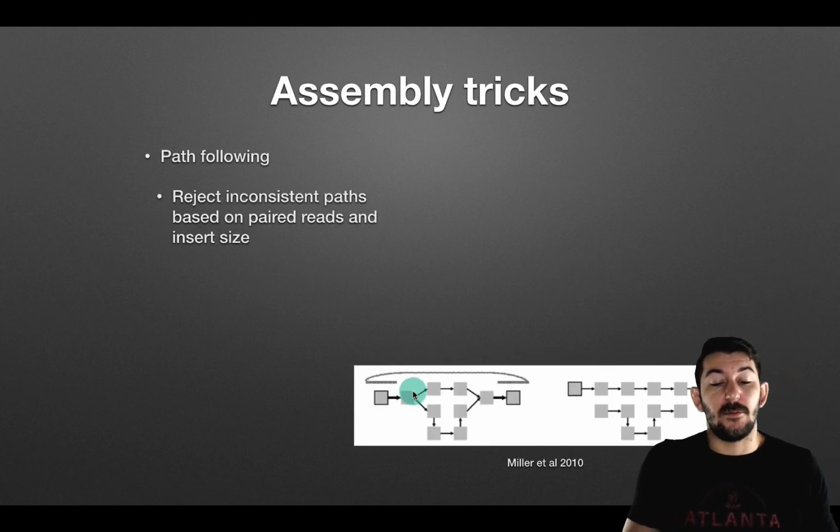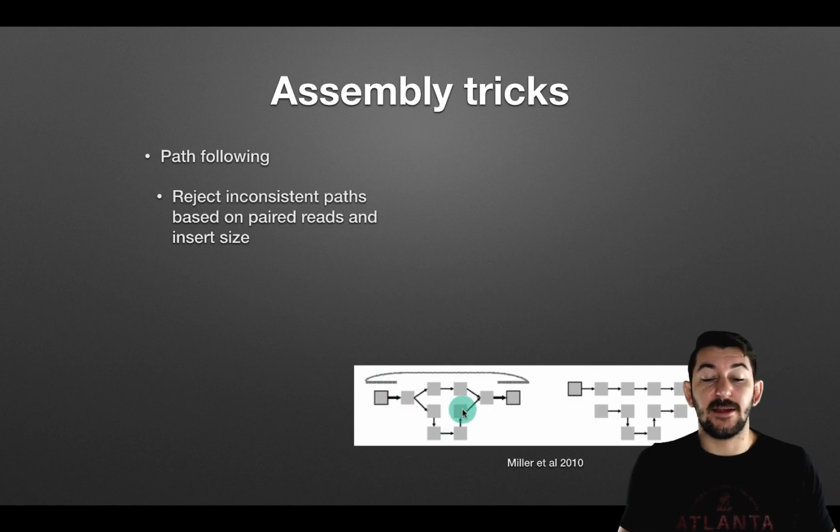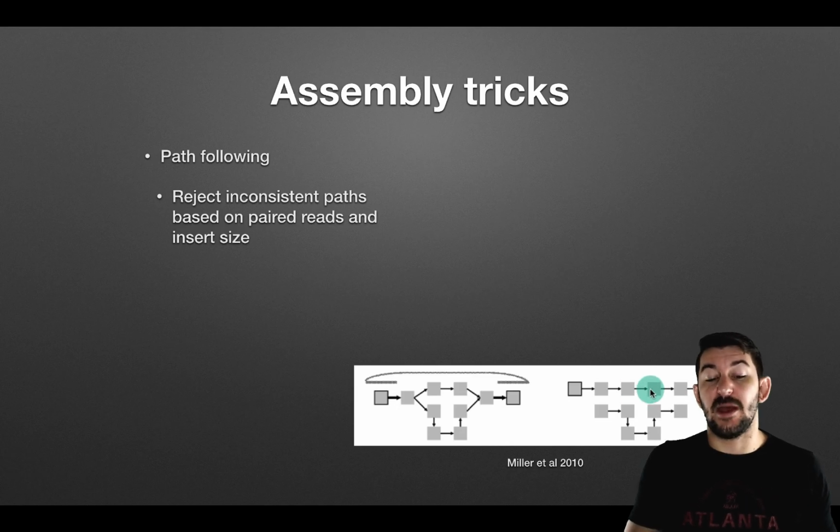Or if we know the distance between our paired reads, if we have a set insert size, and the two branches are of varying lengths, one length might be the only possibility between our two mate pairs. And so this is another way of collapsing bubbles.